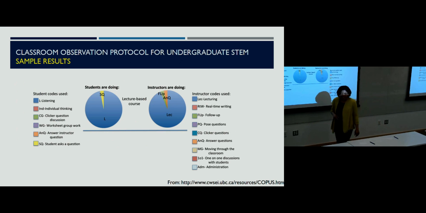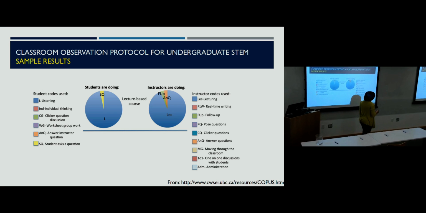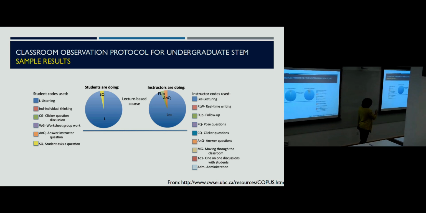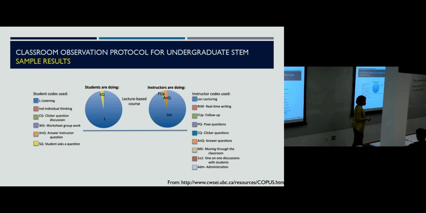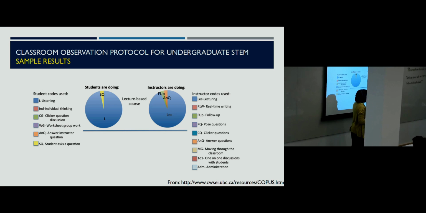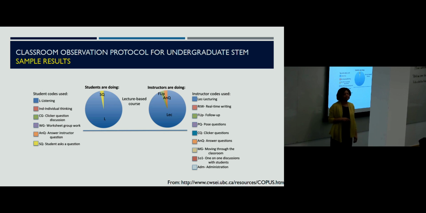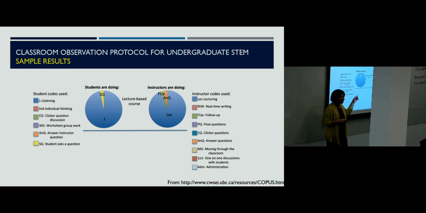Okay, so let's look at an example. This is one observation protocol, and it is called the Classroom Observation Protocol for Undergraduate STEM. This is a particular protocol that's been used in STEM education. One thing that it addresses that's different than the RTOP is that the RTOP is, again, posing a judgment, whereas with the COPUS, they tried to make the questions so that it didn't do that.